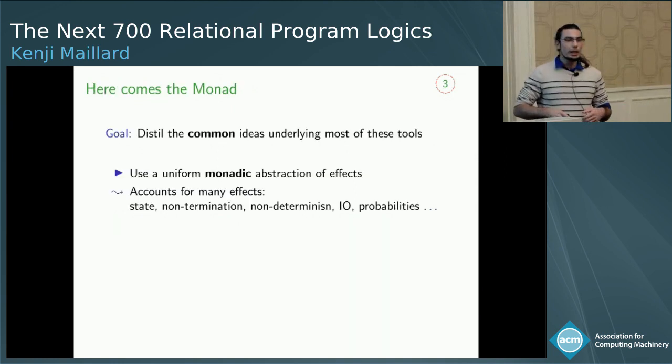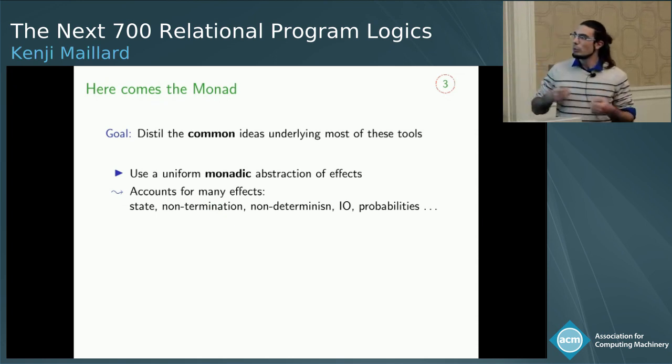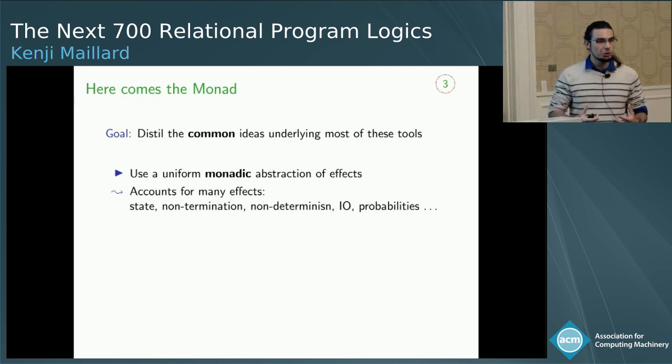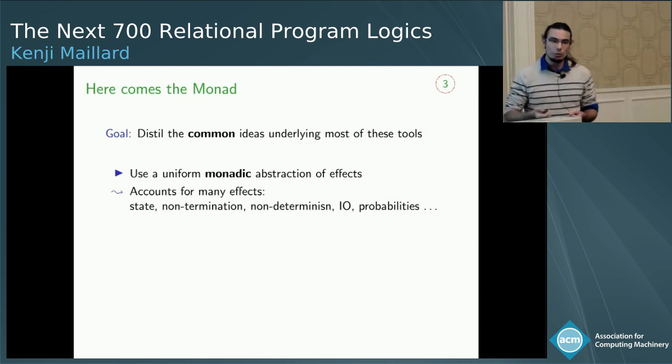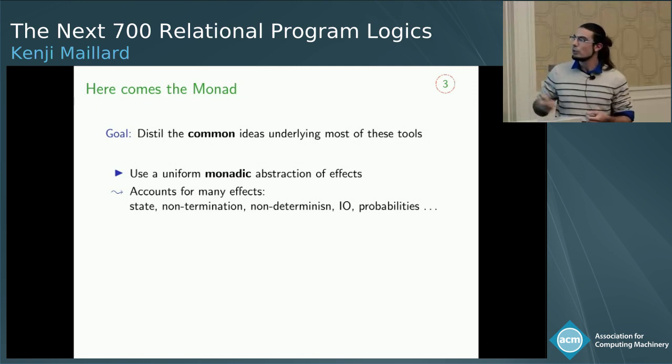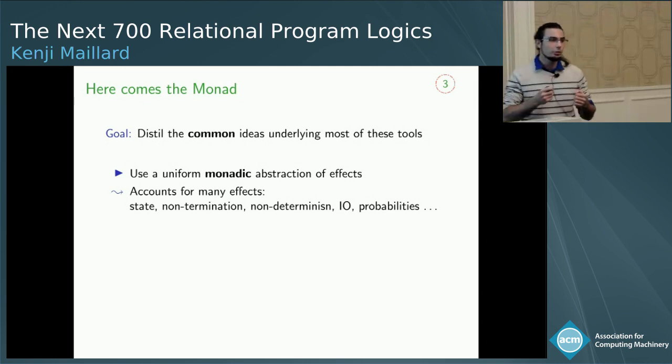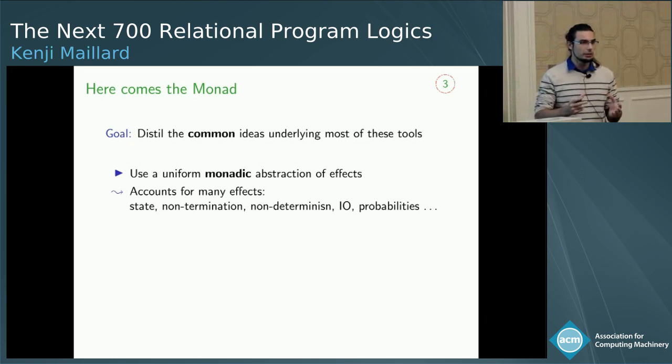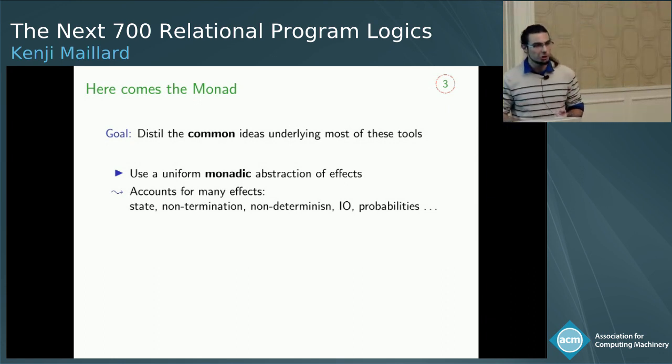But since we have so many different relational program logics, we would like to be able to understand what are the common features of all these relational program logics. And in order to do that, we'll take a uniform abstraction of effects, in this talk, monads, in order to distill the essence of relational program logics.